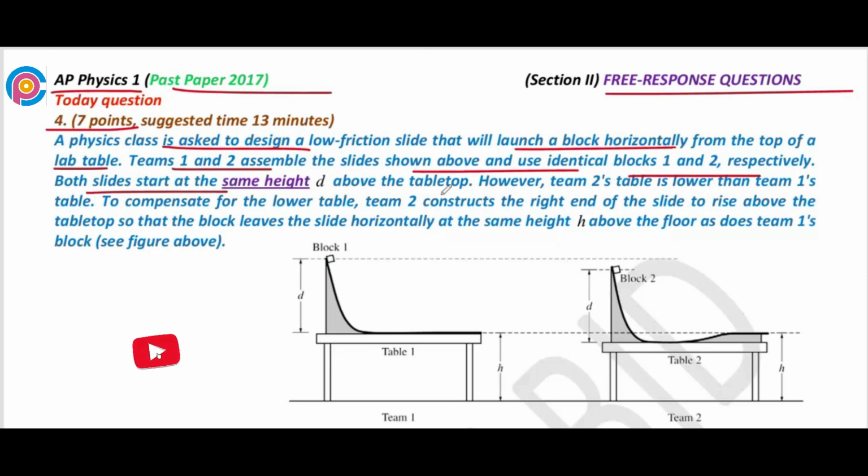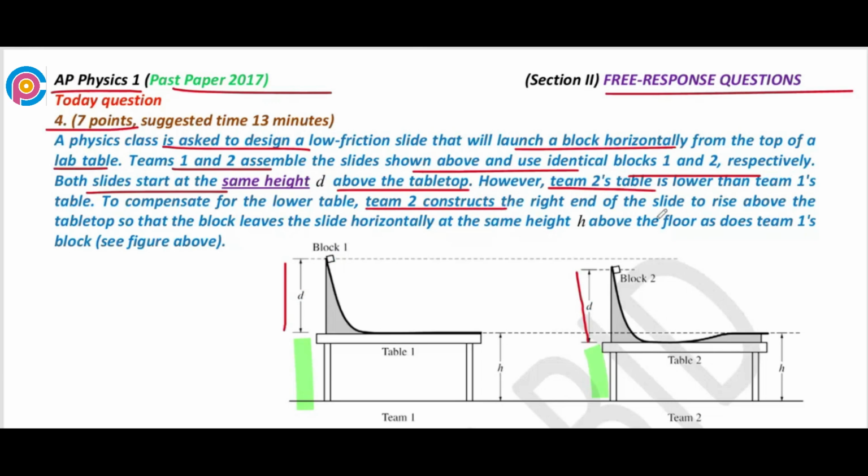Respectively, both slides start at the same height, as shown in the figure, the same distance d above the tabletop. However, Team 2's table is lower than Team 1's table. As you can see, table 1 is lower, so h is different from this height. We can see this height is different from this height.